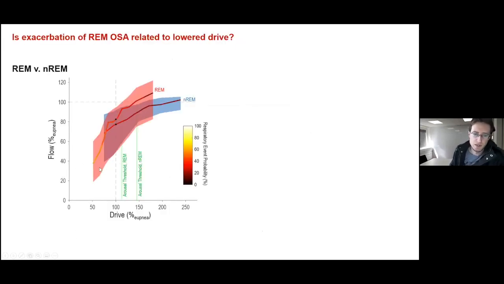When we analyze this formally, this is now all of those profiles of flow versus drive for each of 25 patients that we could get enough REM data in out of the 50, plotted on top of each other. And what you can see is that there's no downward shift in the REM data here versus the non-REM data here, right? REM was not lower and it wasn't flatter. In fact, it appears to more or less track the same profile, with the exception that it possibly peaks a little bit higher up here.